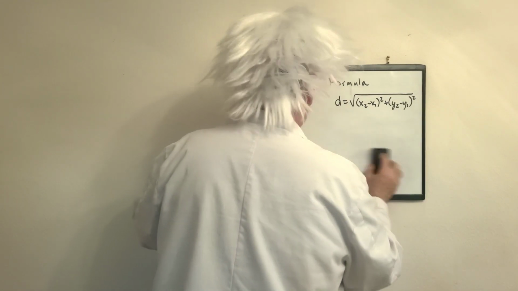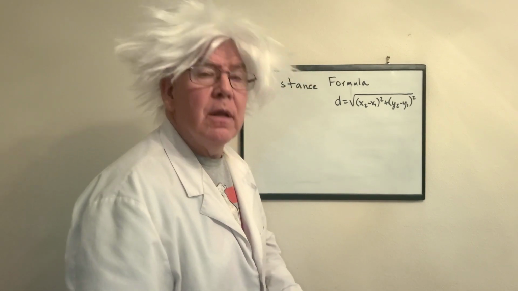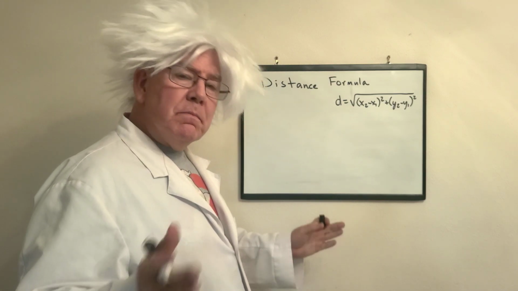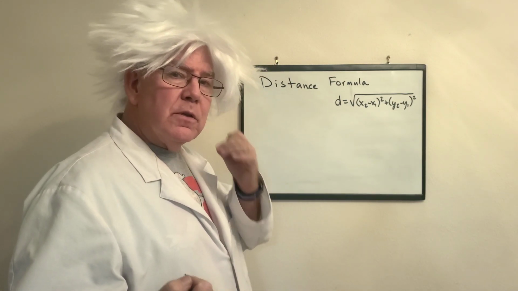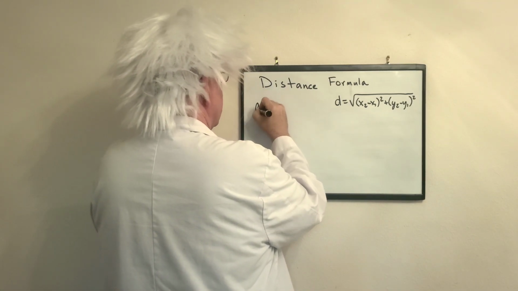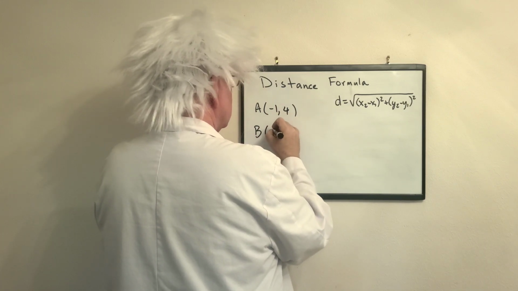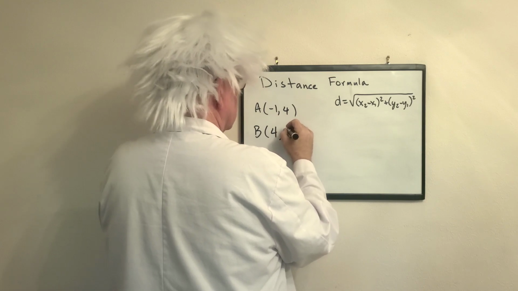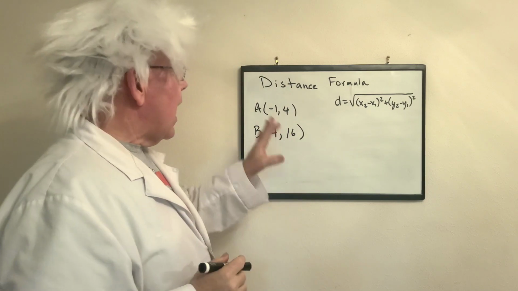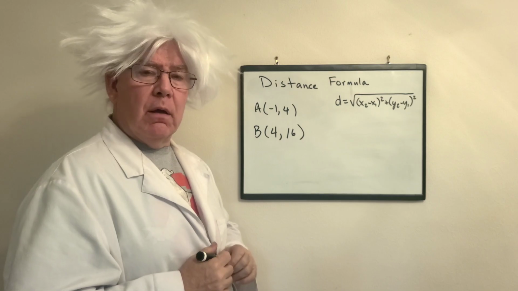Now, let's try another one, okay? I'm going to give you a value. Now, not all of them are always going to be good, but hopefully this one will be too, okay? I might show you one maybe next time where we have to take the square root on the calculator, okay? So here we go. I have A, which is -1, 4. And I have B, which is 4, 16. Now, here's what I want you to do. I want you to pause the video and I want you to work it, plug and chug, and we'll get back, okay?